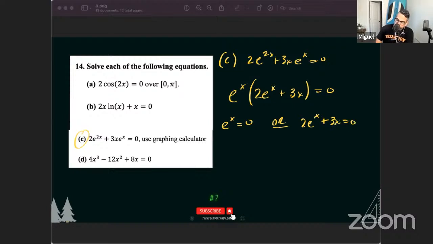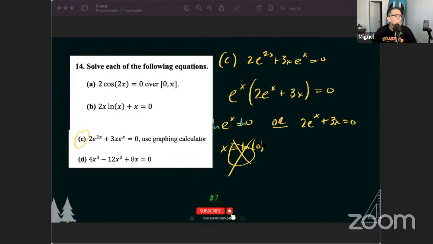Interesting. Okay, well, the first one, we can take the natural log of both sides, but you're going to run into a problem. We have x is equal to natural log of 0. That can't work. So we know that can't exist. Now, the only option that we have is 2e to the x plus 3x is equal to 0. And they did ask us to use a graphing utility. I believe it says that we can use a graphing calculator. So I'm going to go ahead and do that.